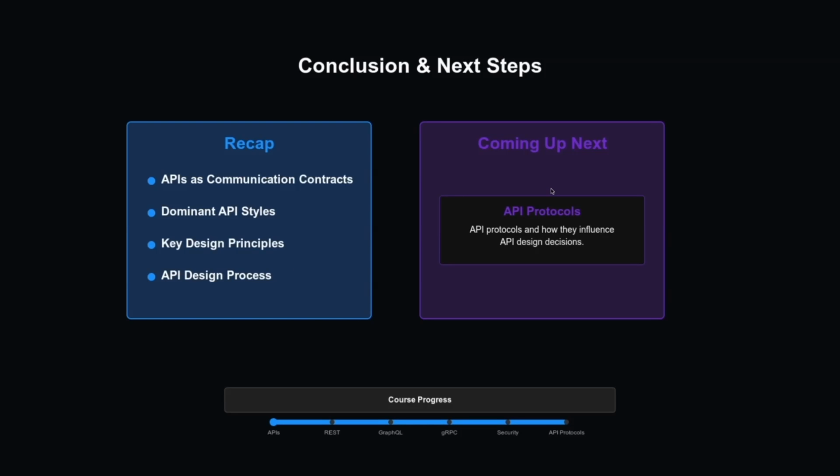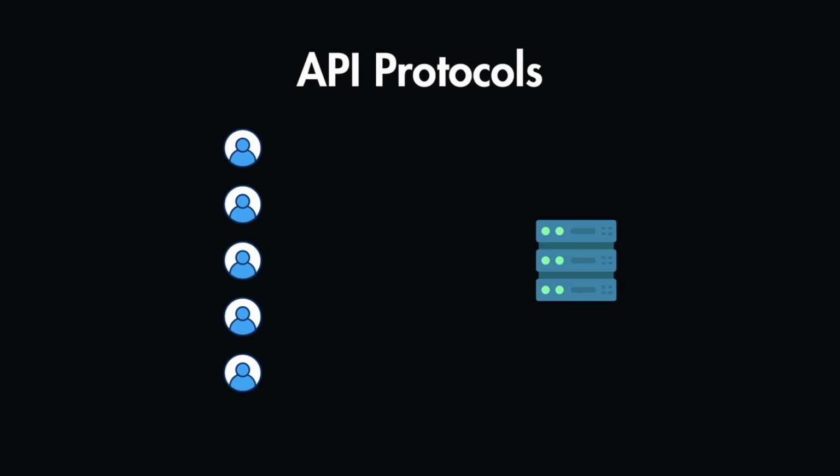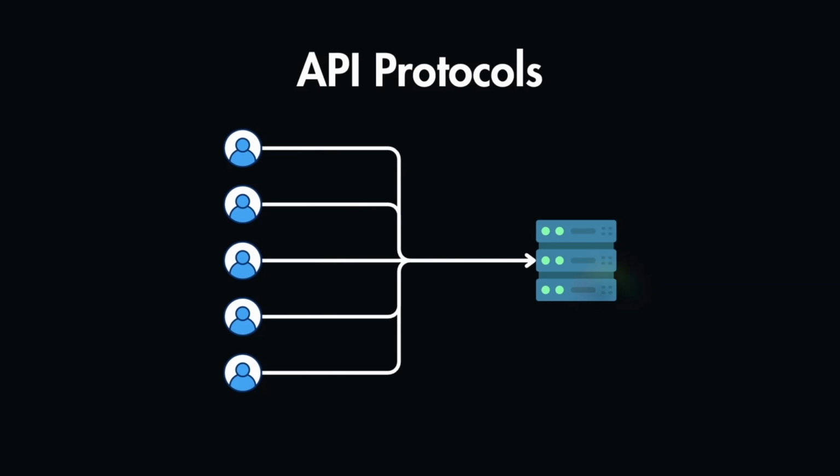But we didn't discuss the limitations and strengths of these API protocols, so that's why in the next lesson we will learn all about the API protocols that we can use with API design and which one we should choose based on the requirements of our API. Choosing the wrong protocol for our API can lead to performance bottlenecks and also limitations in functionality.